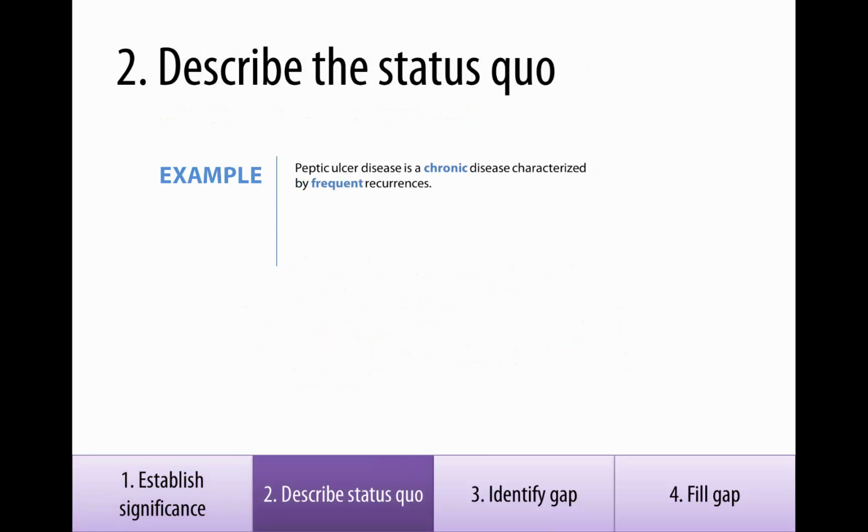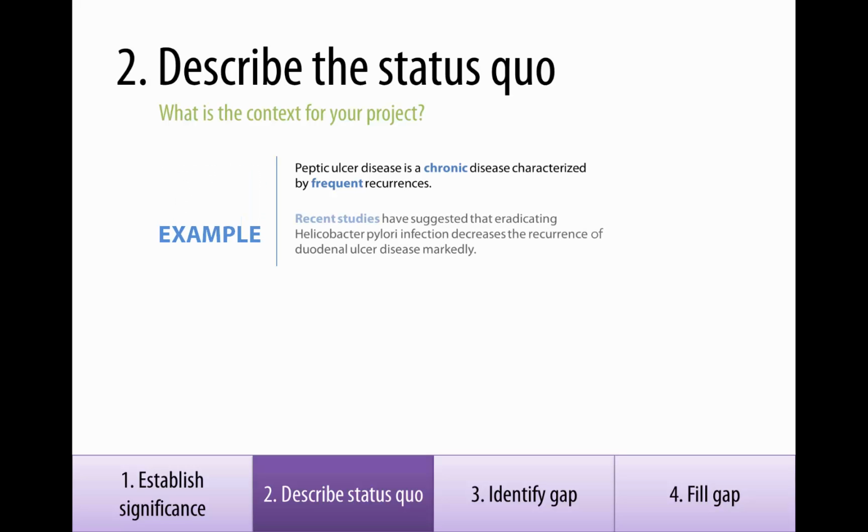Move 2 is to describe the status quo. The status quo is the state of your field right now. What do people already know about your topic? What are the current practices and beliefs? Move 2 sets the context for your project.